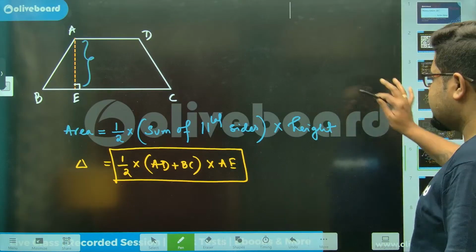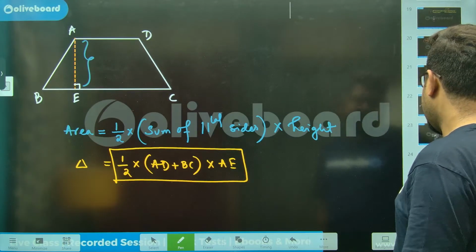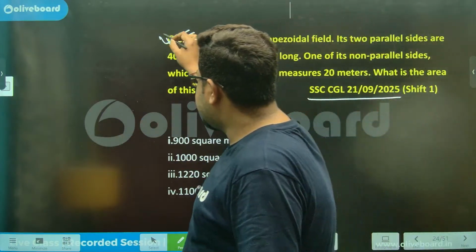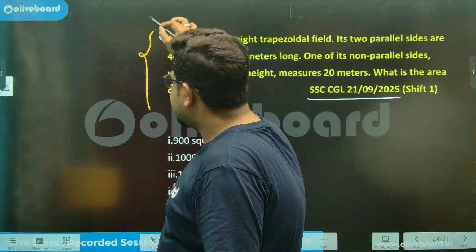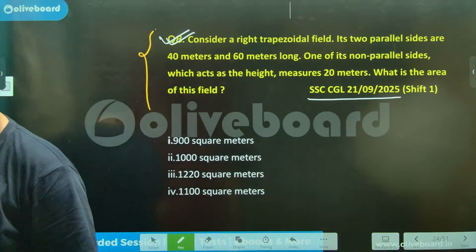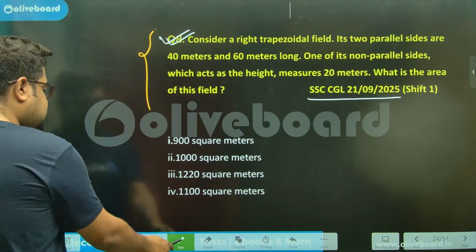So this is your area formula for trapezium. Again, one of the most important things you should consider. So again, this is your question. Let's solve, sir. Everybody, let's see how much we can do.